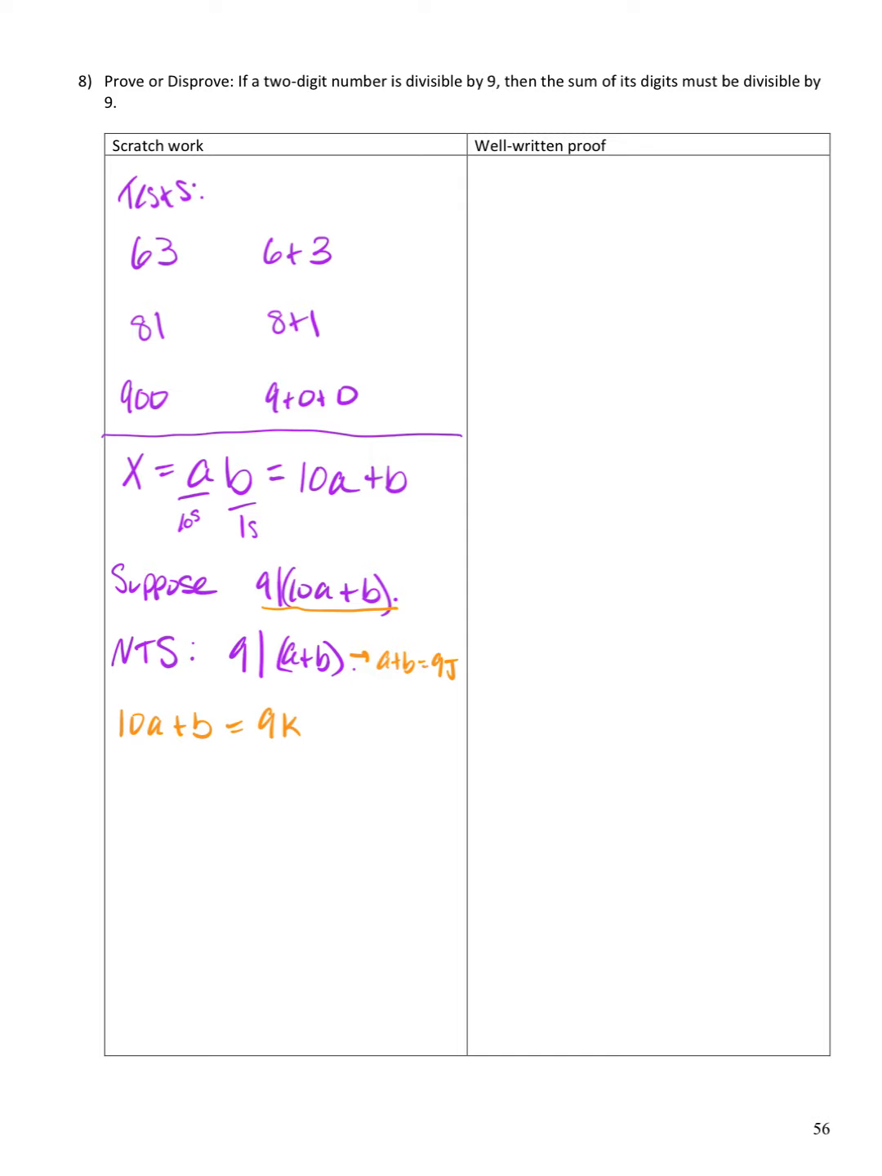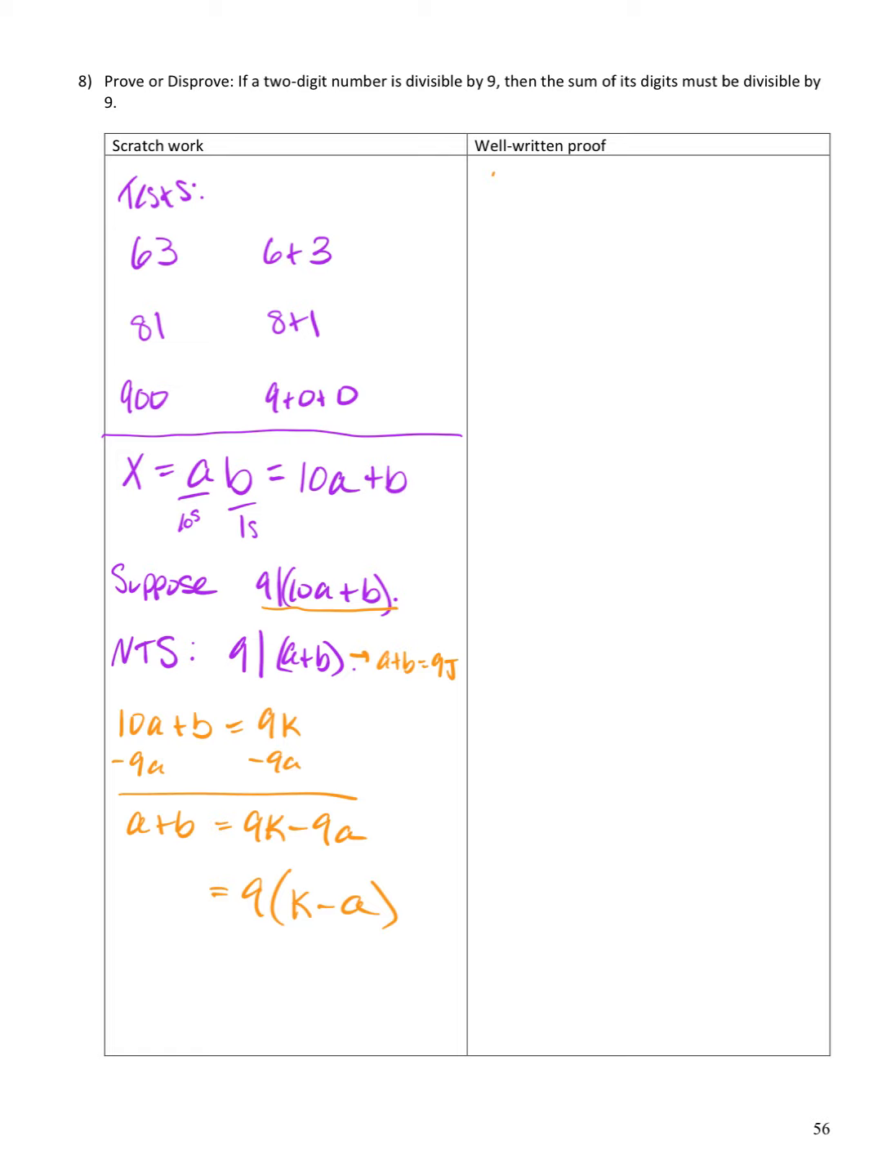Subtract off the A's that I want to get rid of, as long as I do it to both sides. So I only want one A, so I'm going to subtract 9 A's so that I have A plus B, and that's going to be 9K minus 9A. And that is 9 times an integer. K minus A is an integer, so A plus B is a multiple of 9. Okay, so that's my scratch work. I want to write it up nicely, stating all the details and writing sentences so that a reader can understand this proof.